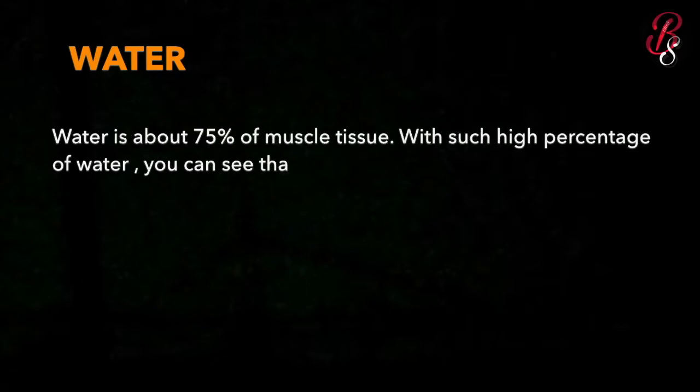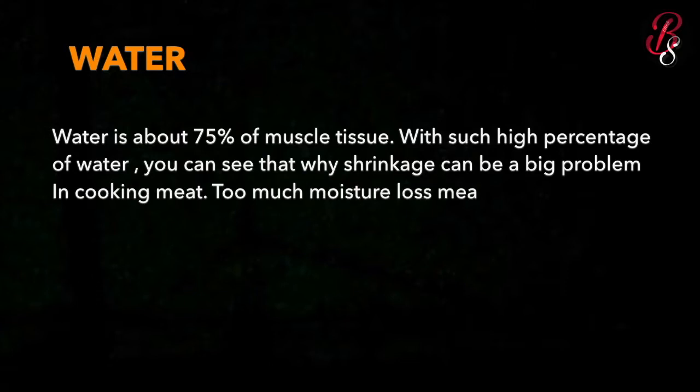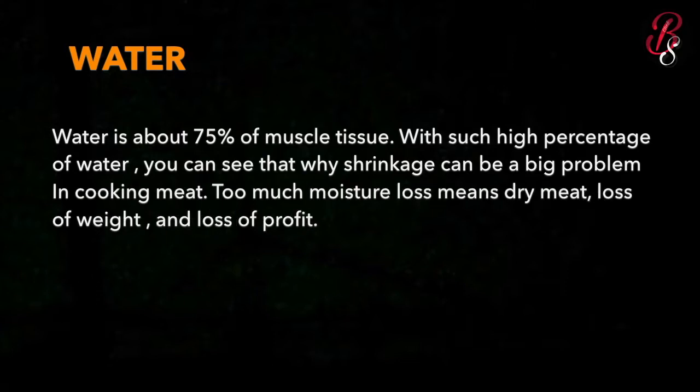Let's start with the water. Here we go, we have water here. Water is about 75% of muscle tissues. With such a high percentage of water, you can see why shrinkage can be a big problem in cooking meat. Too much moisture loss means dry meat, loss of weight and loss of profit.